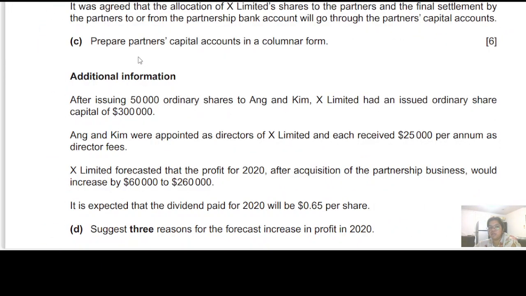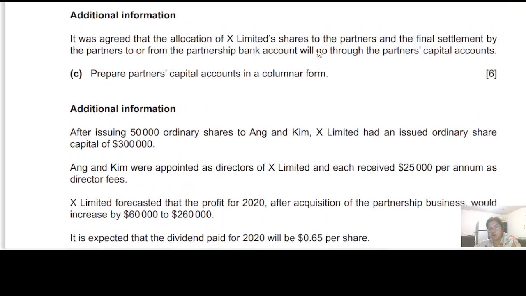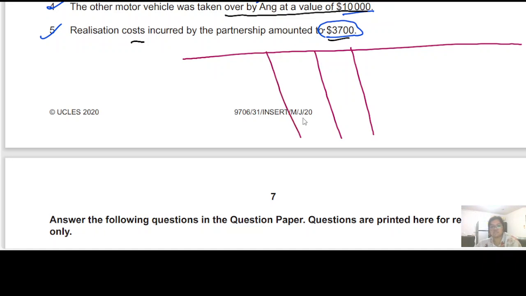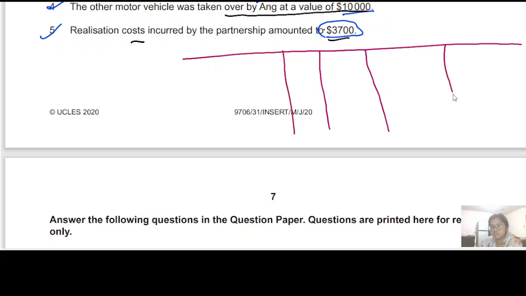Okay, let's move forward. They want you to prepare the partners' capital accounts in columnar form. So we are going to prepare the partners' capital account. How are we going to prepare it, and how many partners do we have? We have two partners. One is Ang, and the other one is Kim.